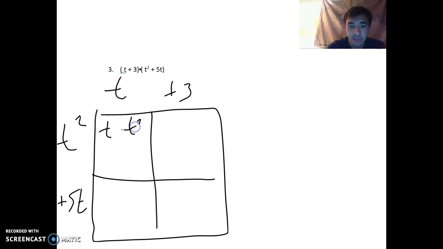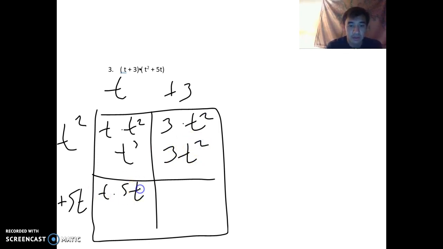This will be t times t squared. Properties of exponents tell us that when we multiply the same base, we add the exponents. So 2 plus 1 is 3, so it's t to the third. This is 3 times t squared, which is going to give me 3t squared. This is going to be t times 5t, so it'll be 5t times t is 5t squared. Again, they both have the exponent of 1. When we multiply the same base, we add the exponents. So it's t squared.